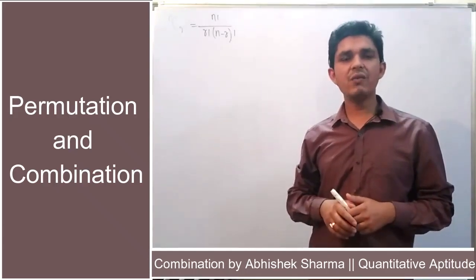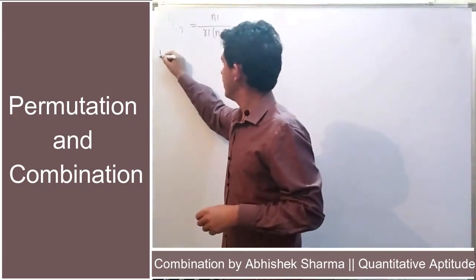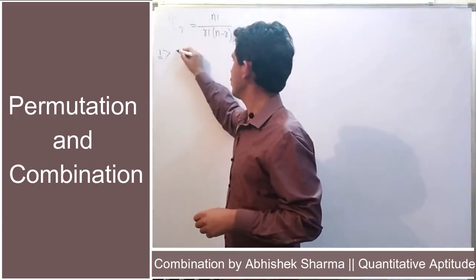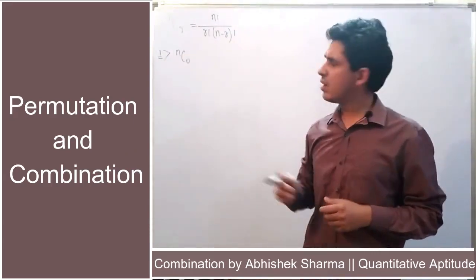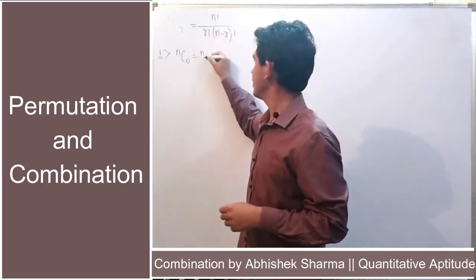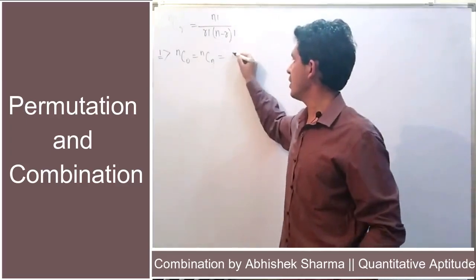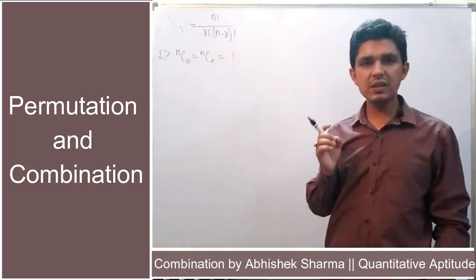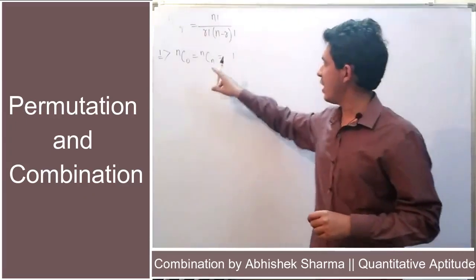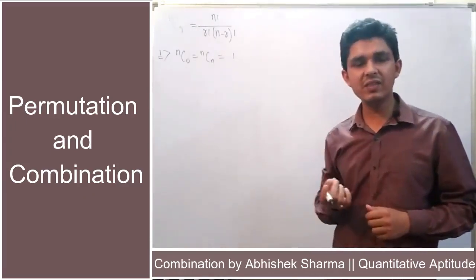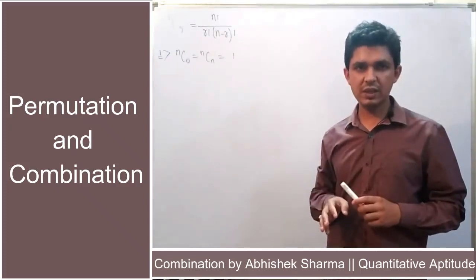So there are certain things associated with the formula and opening of the formula. First of all, I would like to discuss some basic rules. The first rule is, suppose you have to select 0 things out of N, or you have to select N things out of N. This will always be done in one way. In the case of 0, one way means you select nothing, and in the case of selecting N things out of N objects, only one way, that means you select all things.